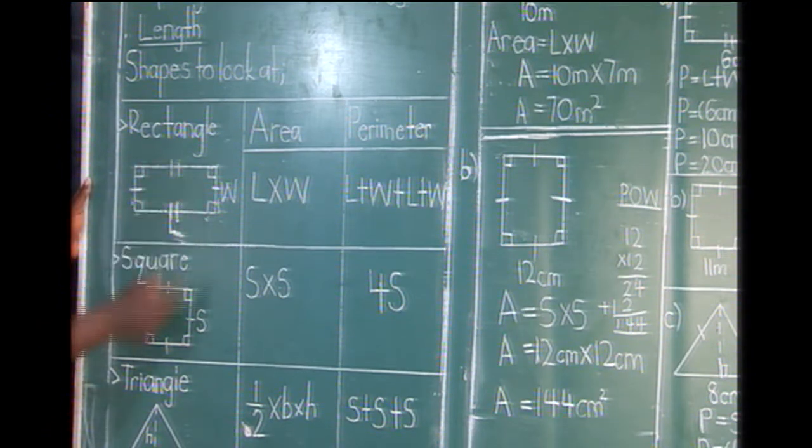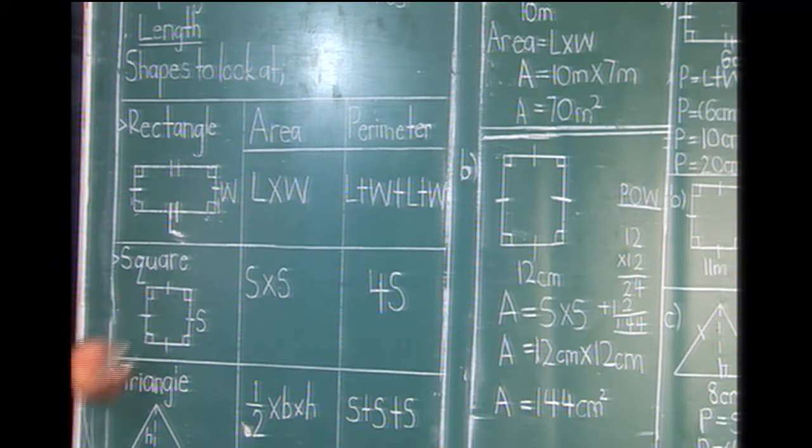Meaning these are equal on their own as well as this width. But here, each of the sides is equal to the other. So the side is equal to the side, is equal to the side, is equal to the side. In that regard, wherever you see a four-sided polygon that looks like this, you name it a square.